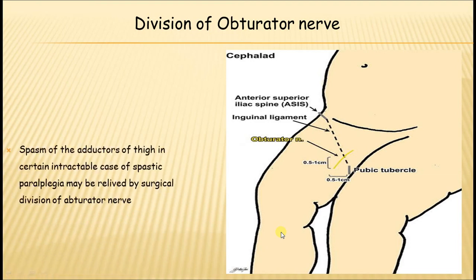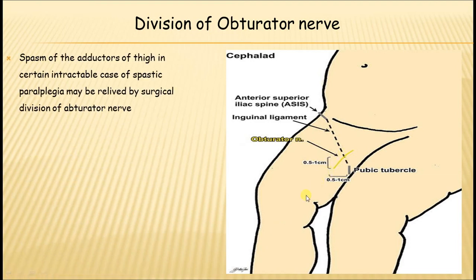Okay. Now, in cases of spasm of the adductors and intractable pain, what happens is you surgically incise the obturator nerve. By division of the obturator nerve, the spasm of the adductor muscles can be relieved. Then, since the obturator nerve is seen in the lateral wall of the pelvis, it runs along the ovarian fossa. It is related to the lateral wall of the ovarian fossa.